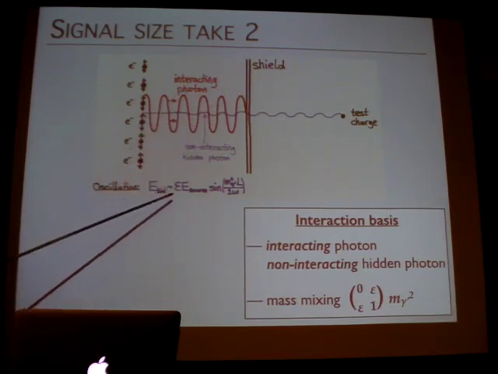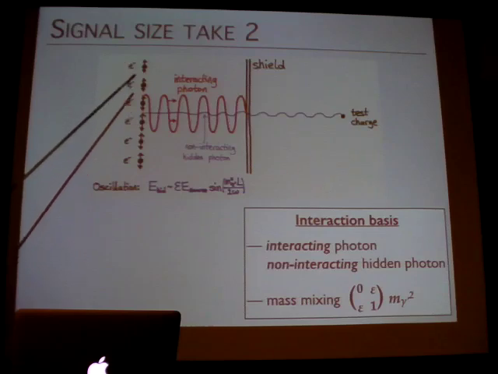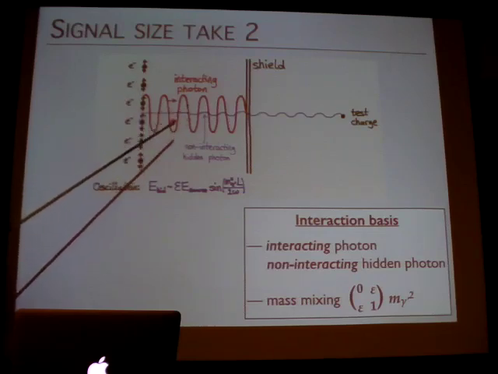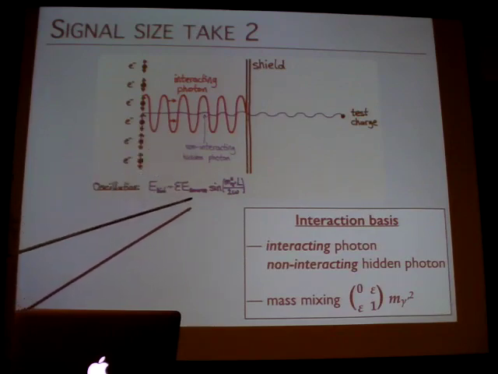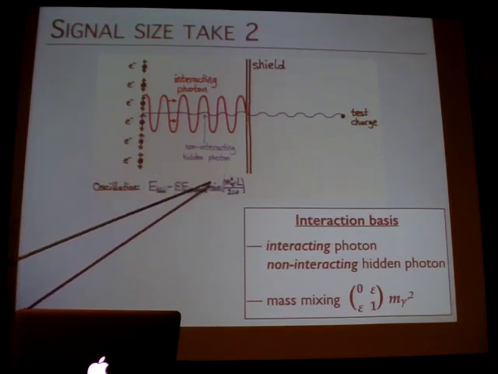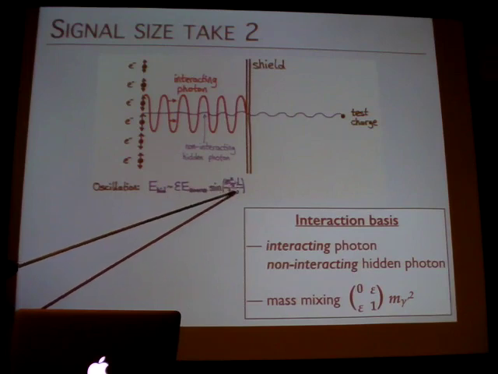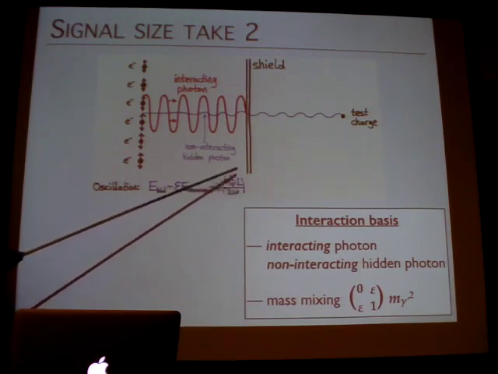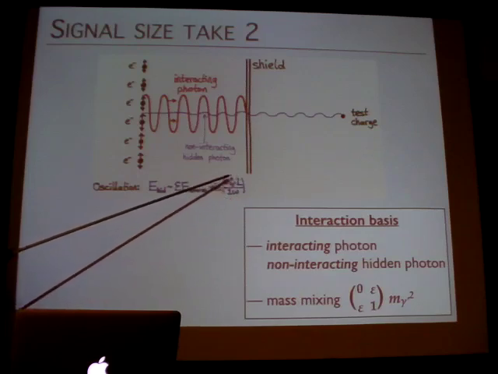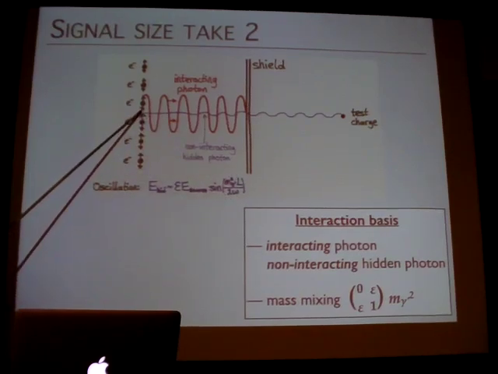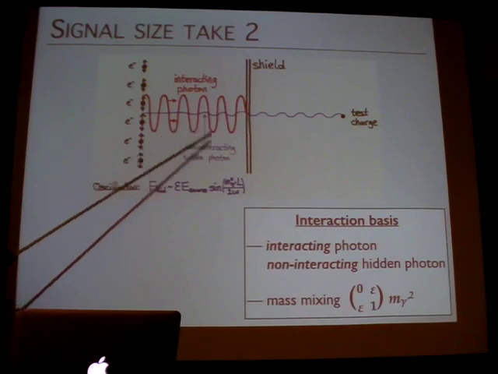That basically goes as the electric field of the source. That's obvious, right? That's what's producing it. Times epsilon, also obvious, because that's the extent to which you can do this. But then it's proportional to essentially this sinusoid, which goes as m squared L over omega, right? That's the oscillation piece, which should be familiar to you from neutrino oscillations. There's m squared L over omega, but L is the distance between the source and the shield. That's the extent to which you produced it.